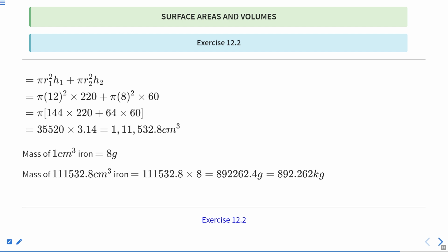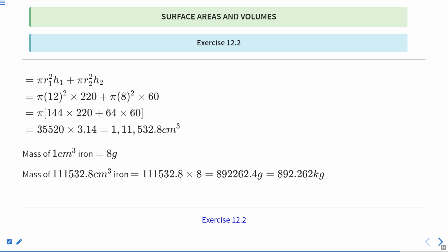So here we put the value of pi as 3.14 and we get 35520 times 3.14, and if we multiply them, then you will get 111,532.8 centimeter cube. Okay, so here we get the volume of the pole. This is equal to 111,532.8 centimeter cube, and we have been given that the mass of 1 centimeter cube of iron is equal to 8 gram.